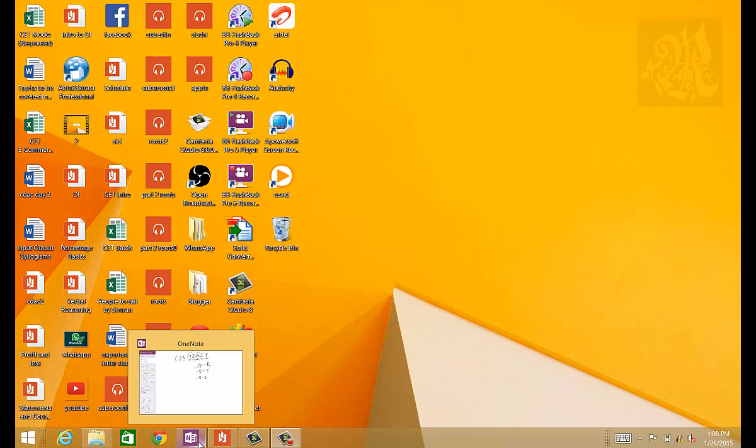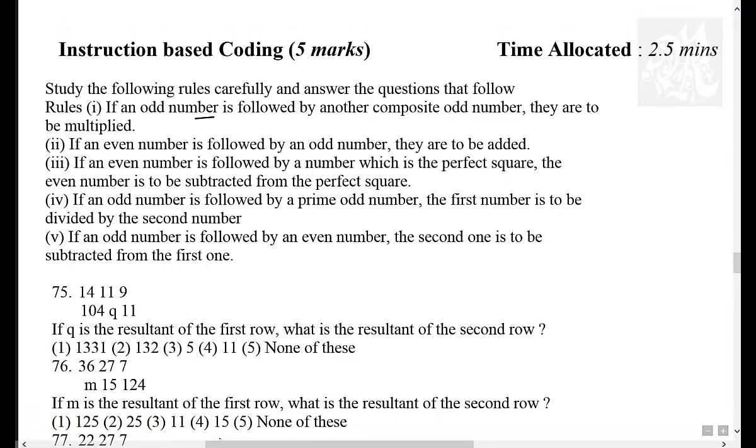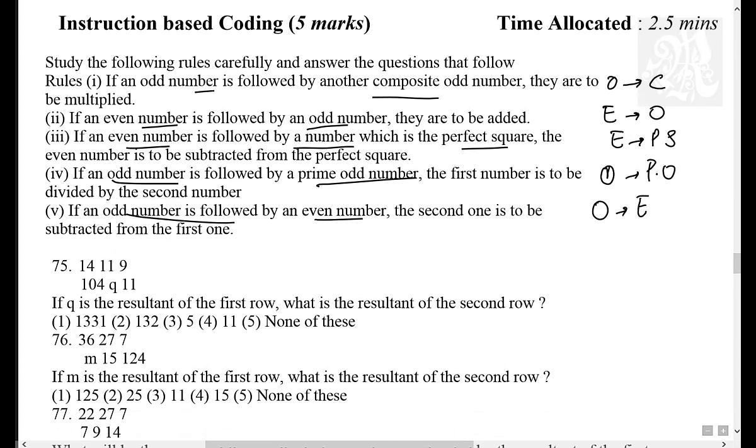Just make sure when you read the instructions, you get the main points in place. For example, odd number followed by composite. So I'll say like this: odd followed by composite. Next, even followed by odd, even followed by perfect square. I'll write down this way: odd followed by prime odd, odd followed by even number. Done? And then I'll straight away go to the question.